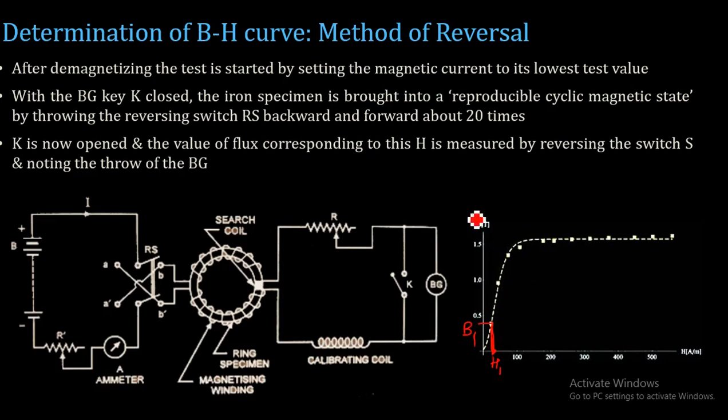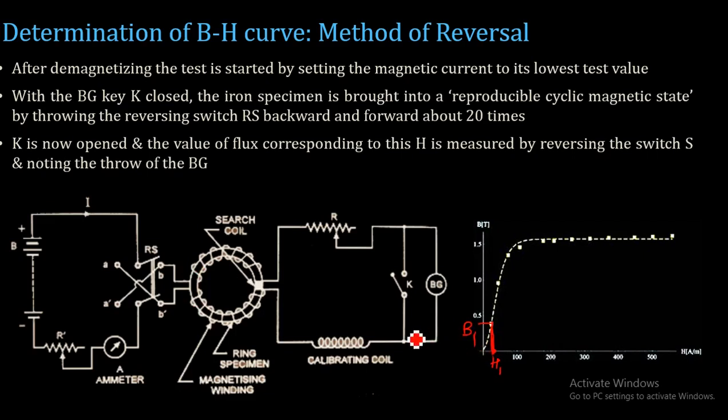Now, with the key K closed, the iron specimen is brought to a reproducible cycle of magnetizing state. That is, by throwing this reverse switch back and forth about 20 times, you are again bringing this particular specimen to a magnetization state. After throwing the switch about 20 times, you will already have some flux density created corresponding to this particular H.